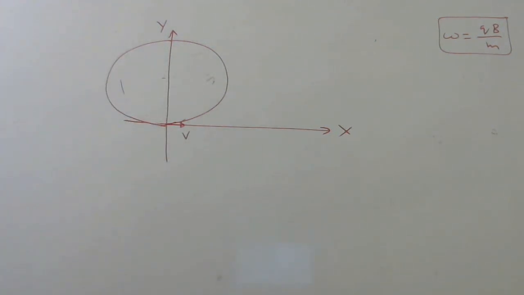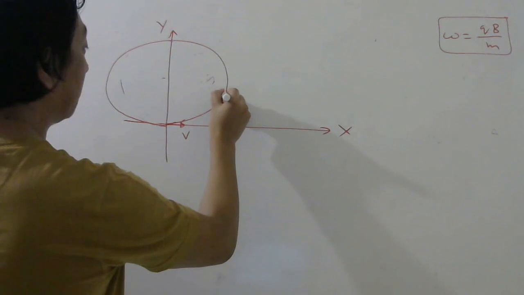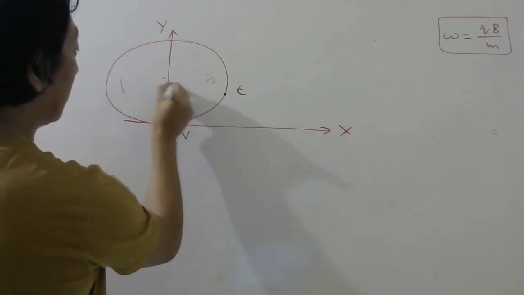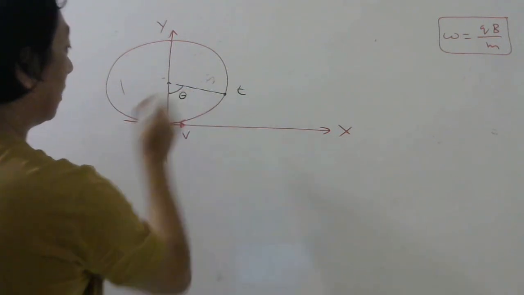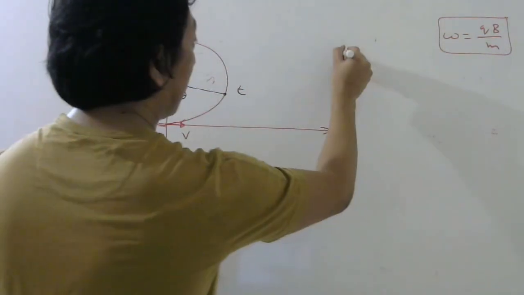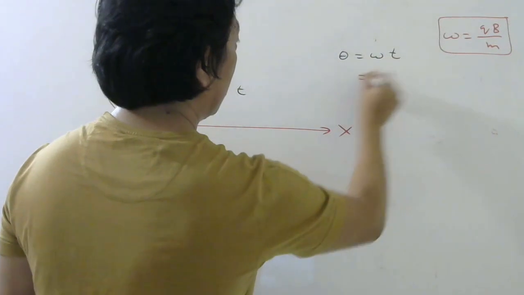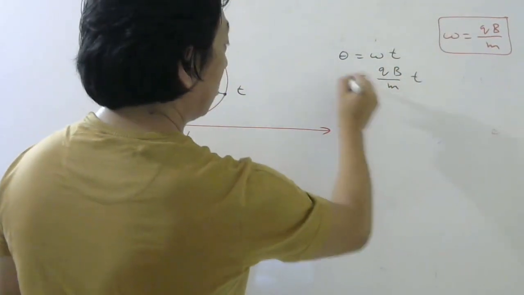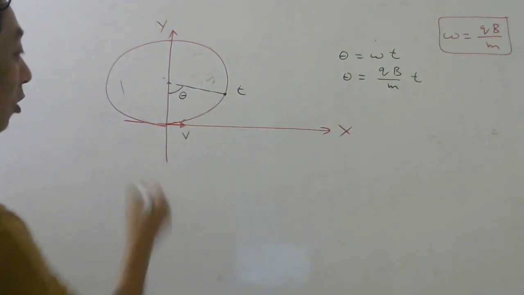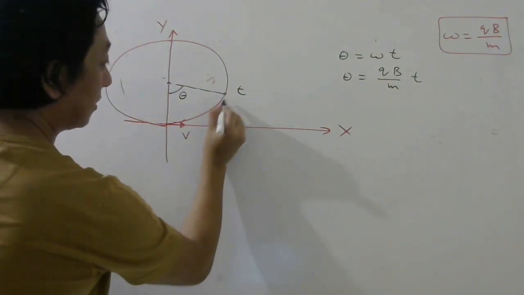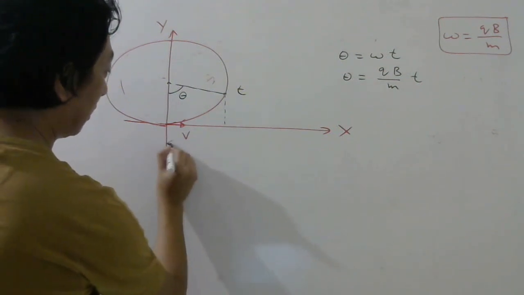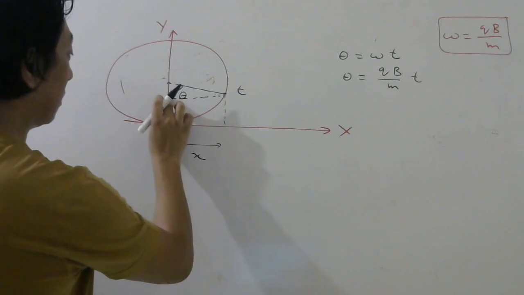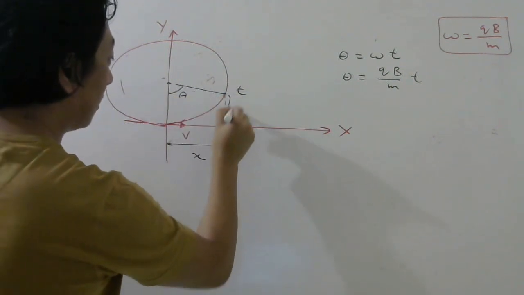Now let us say after some time t, it is here. After some time t, this radius will turn by some angle theta. If you are given the time, you can find the angle by using omega t. Omega you know already. So given the time, you can find this angle, right? Now if they want the position, means where it is, you want the x coordinate and the y coordinate. So this is the y coordinate.